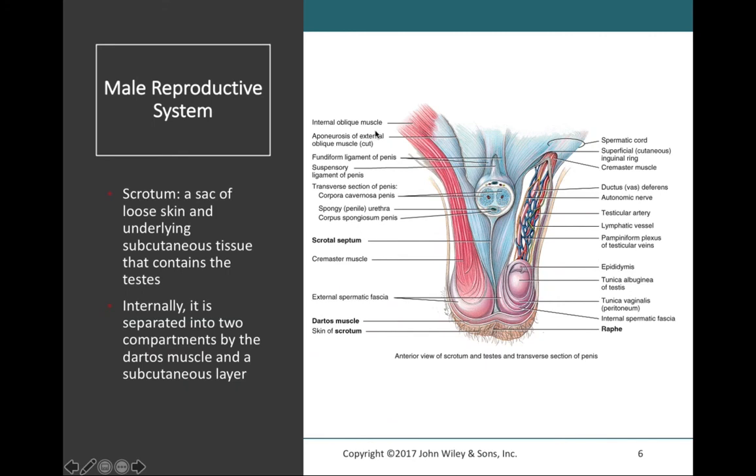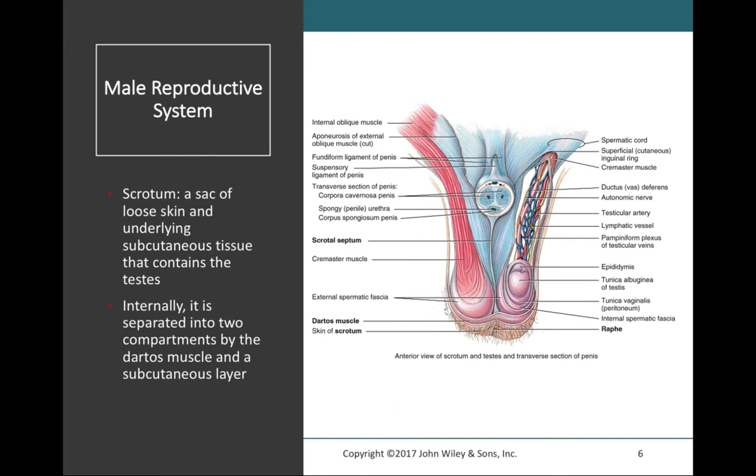So on this slide, we can see an anterior view and a transverse section of the penis. We can also see the scrotum shown down here and its contents as well. Once again, we'll see here the testes are going to be found inside of the scrotum. The skin of the scrotum will loop down around the testes and form this structure between them known as the raphe. As mentioned before, both testicles will be found inside of the scrotum, and the scrotum will also have its own scrotal septum to keep the testes apart from one another.